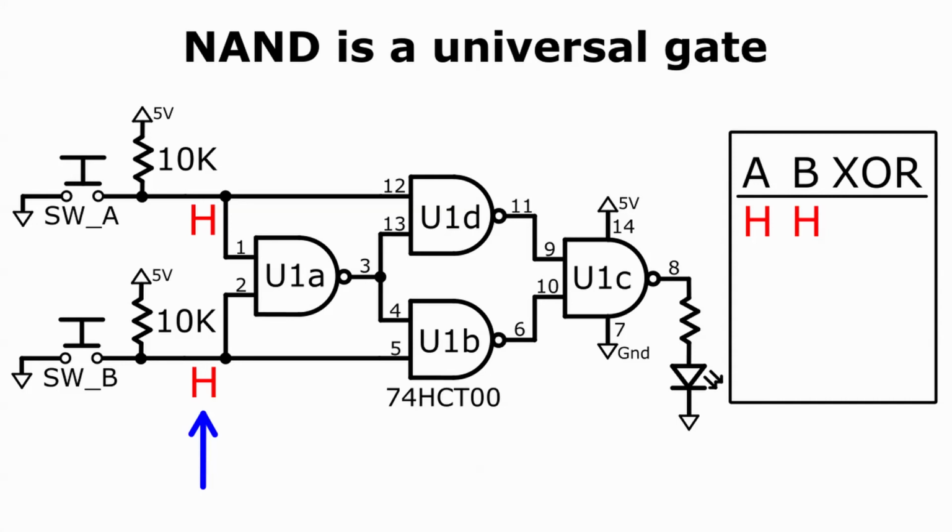Since both inputs of gate A are high, its output will be low. Having a low input contaminates gate U1D, with D for dog, and sets its output high. A low input also contaminates gate U1B, B for Bob, and sets its output high. Since both of the inputs are high, gate U1C will have a low output. We can enter this result in the truth table.